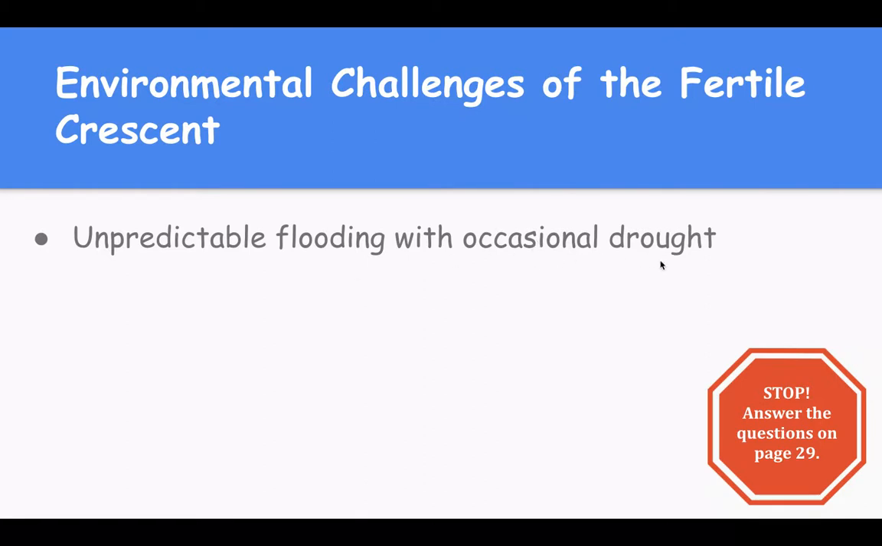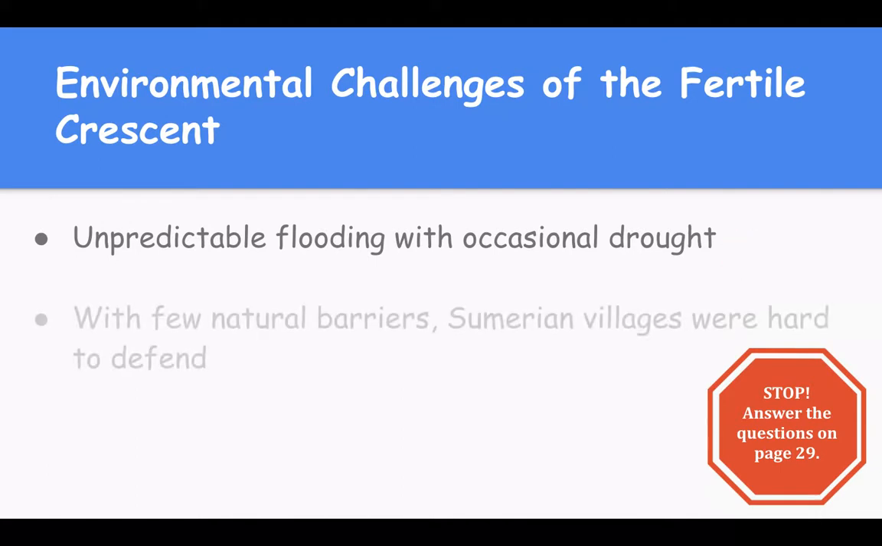And it says they even had occasional droughts. A drought is a period of time when it doesn't rain much. So water is hard to get, and that too can kill your crops. So that was one environmental challenge.